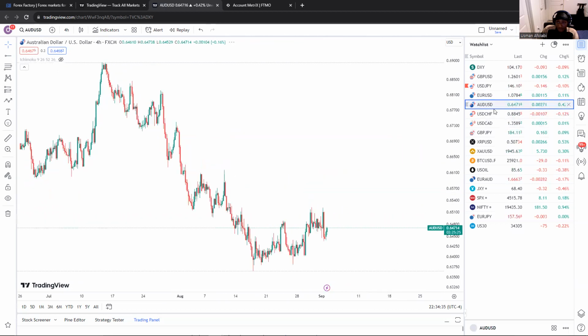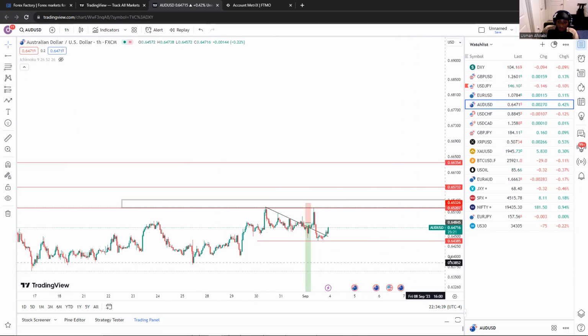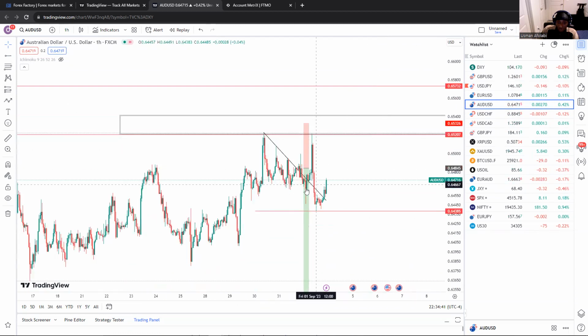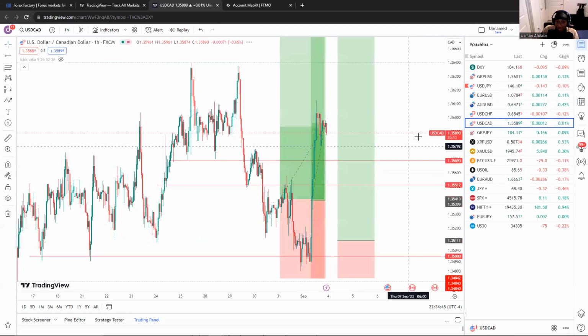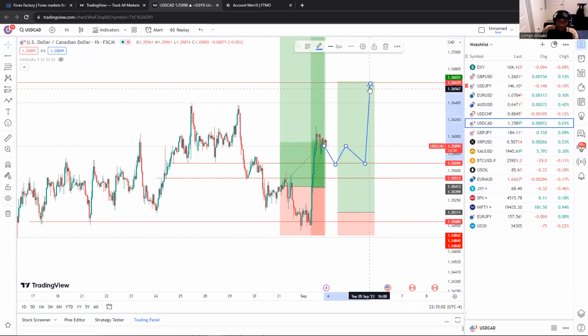So AUD USD, I've already said, not going to add on more shorts at the moment. We'll be looking for a possible break and retest. USD CAD, looking to see if price could pull back here. Can price find some type of support here? If we can, we'll be looking to potentially add on maybe another buy, right?